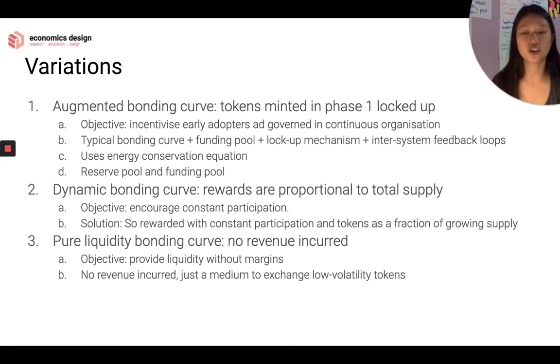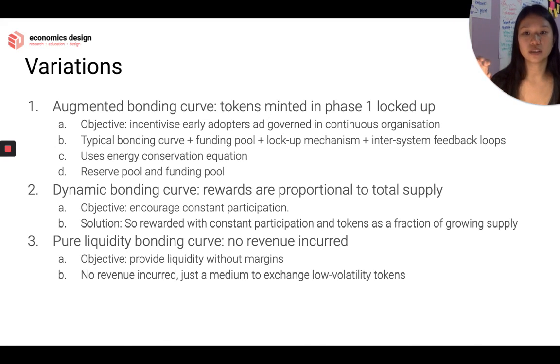And now we talk about the variations. There are 3 variations now, just kind of edits, because previously was just the general token bonding curve. Now we look at the different variations. The first one is augmented bonding curve. Some part of the tokens are minted in phase 1 and locked up for a period of time. The objective is to incentivize early adopters and to govern, and for it to be governed in a continuous organization.